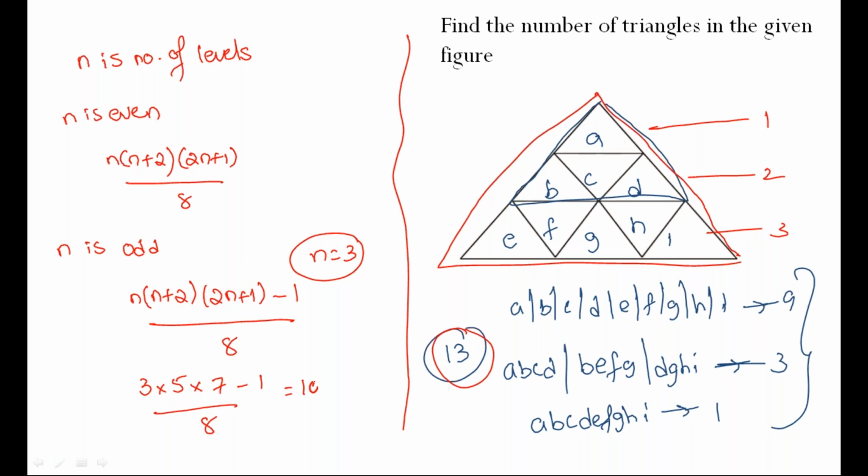105 minus 1 is 104. 104 divided by 8 is 13. So the number of triangles here is 13. Sir, this is easy for us to do directly. Yes, for this diagram it's easy.